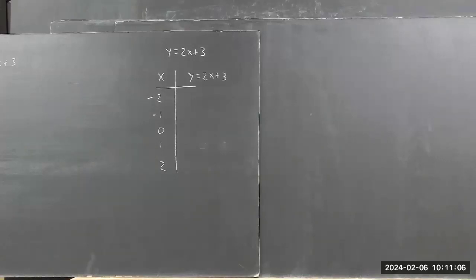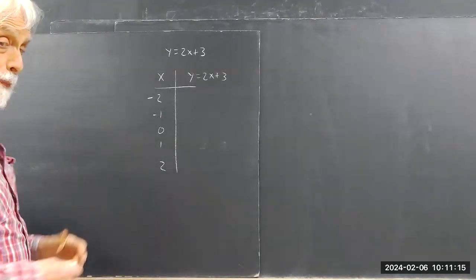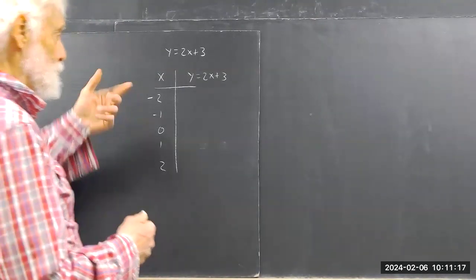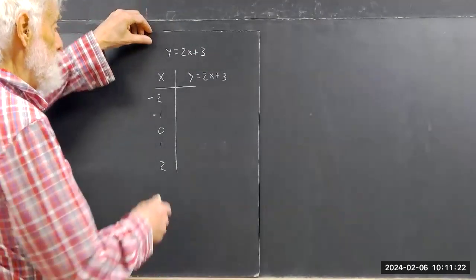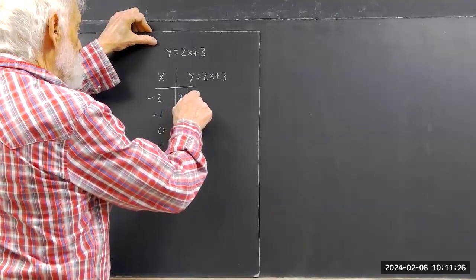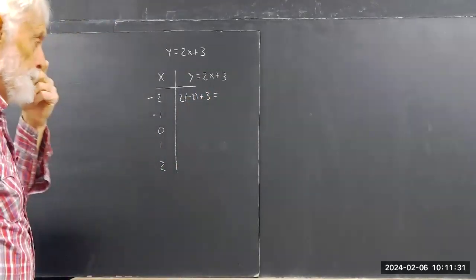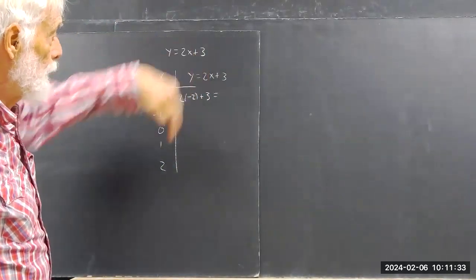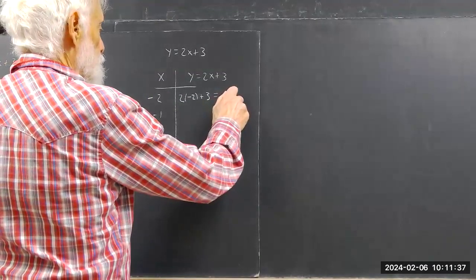Okay, well, not everybody appears to know how to do this, but some do. So either you do or you don't know how to do this, and if you don't, you might as well watch me do it. Okay? If x is -2, then y is going to be 2 times -2 plus 3. Now, if I just replace x by -2, and then I do the calculation, you come out -1.